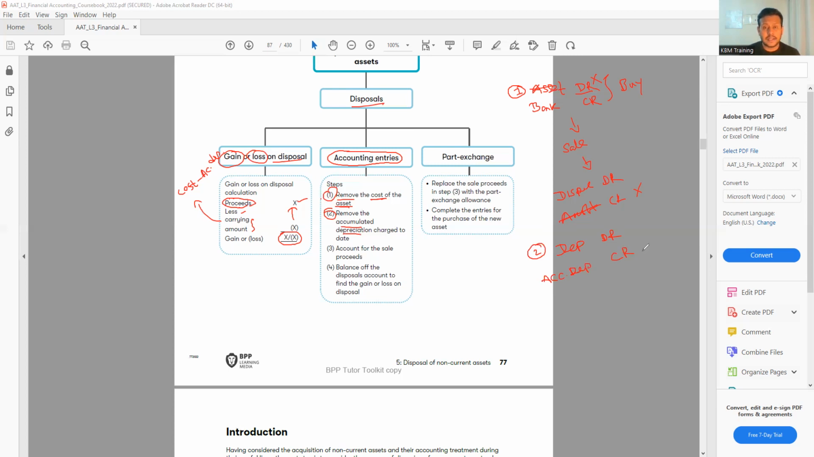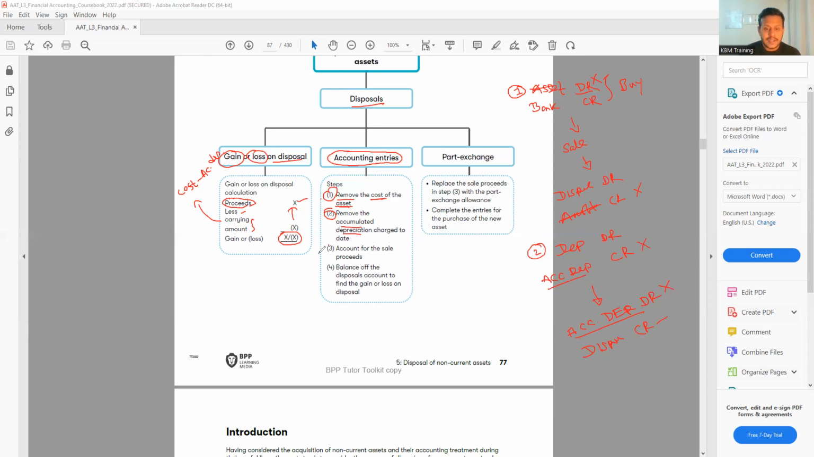But when we sold the asset, if the asset is gone, we have to remove the accumulated depreciation. Now I have to do the opposite entry. So I'll say disposal will be credit, but accumulated depreciation will be debit. Before, the accumulated depreciation was credit, now I make it debit. So debit and credit will cancel out. So no more depreciation for that asset. Why? Because of the disposal, I sold that asset.